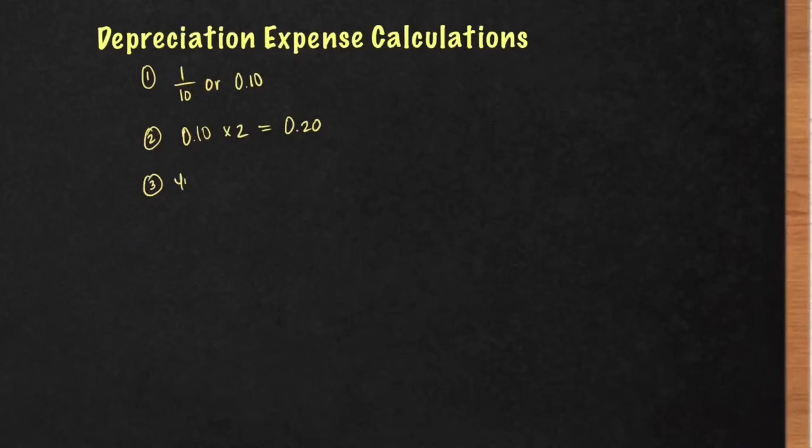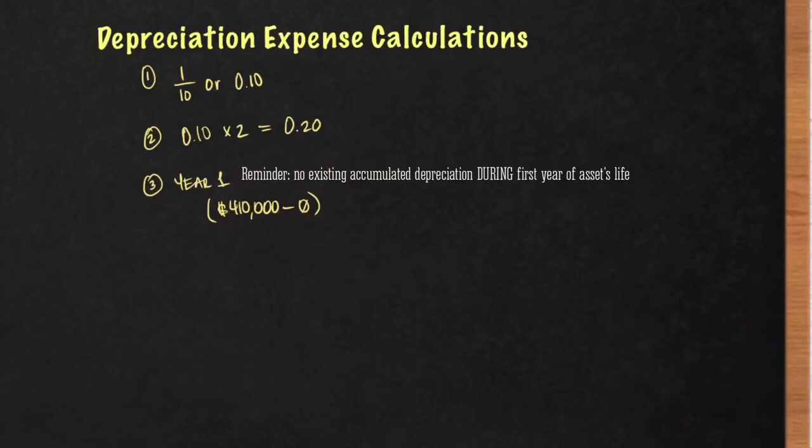Now in step 3, here we'll calculate all 3 years of depreciation per the problem's requirement. So year 1, it's your cost of $410,000 minus 0. Now this step is very important because in year 1, since it's a brand new asset, you do not have any accumulated depreciation, so that will always be 0 in year 1. You'll multiply that by your double declining balance rate of 0.20, and you should get a depreciation expense of $82,000.